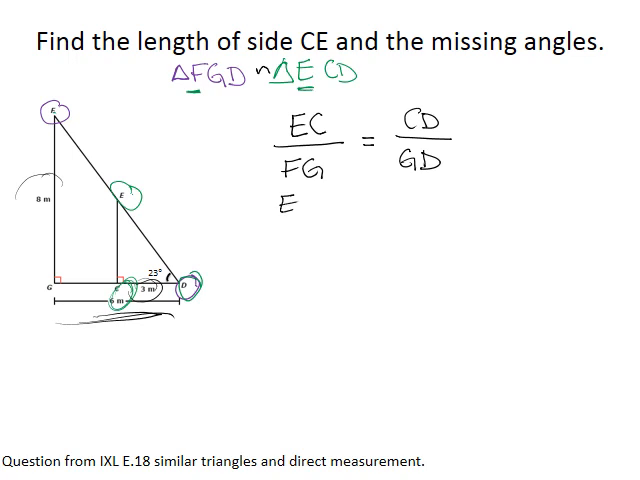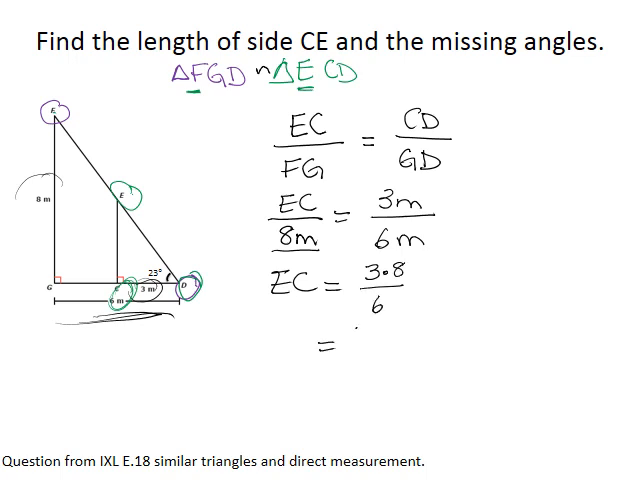EC, I don't know, so I'm going to leave it. FG, I do know, is 8 meters. CD, I know, is 3 meters. And GD, I know, is 6 meters. Now EC is equal to 3 over 6, and then I multiply the 8 to get rid of the 8 down here. So I'm going to multiply both sides by 8, so 3 times 8 divided by 6. 3 times 8 is 24. 24 divided by 6 is 4. So that means that EC is 4 meters.